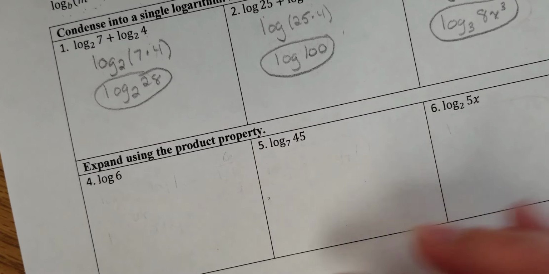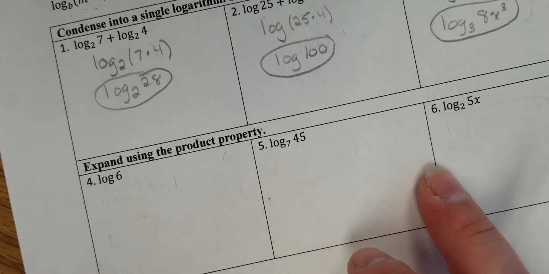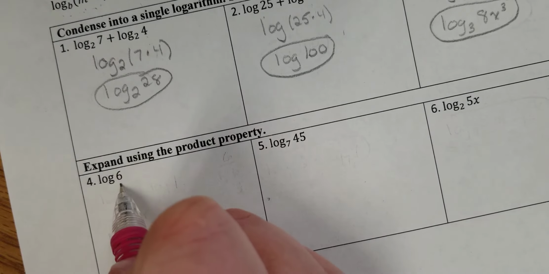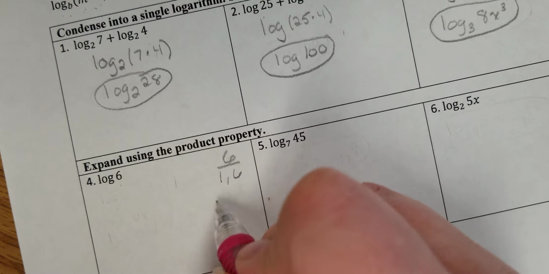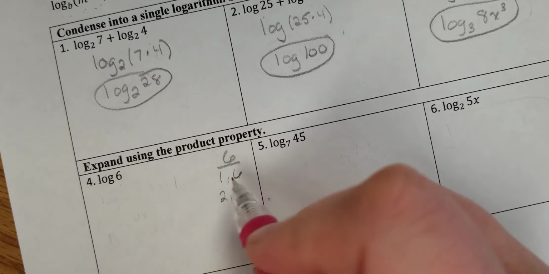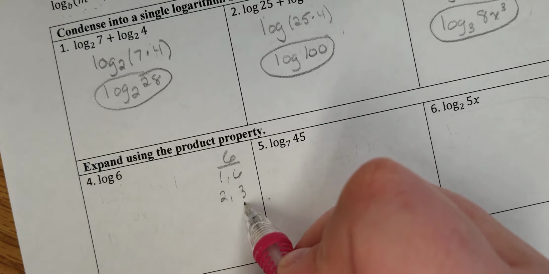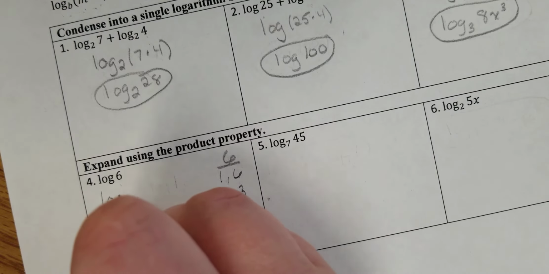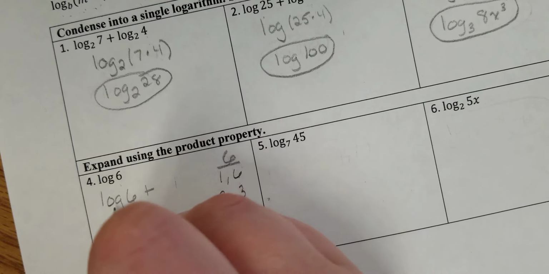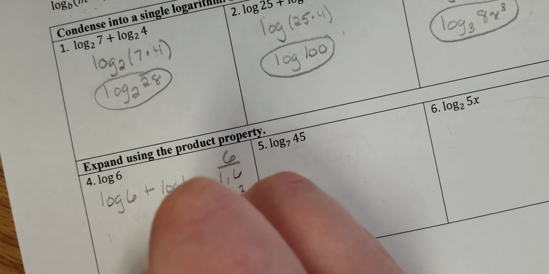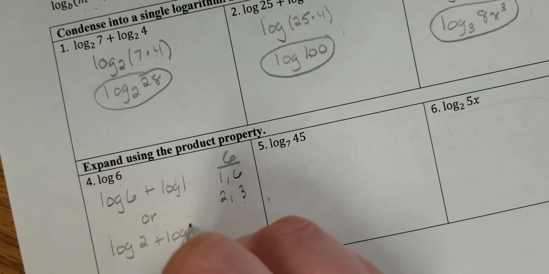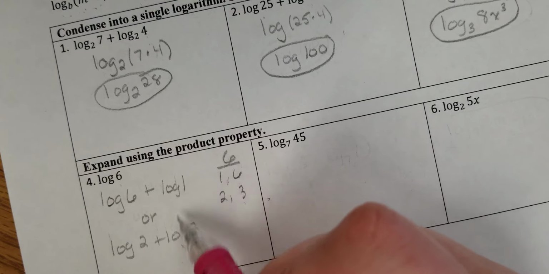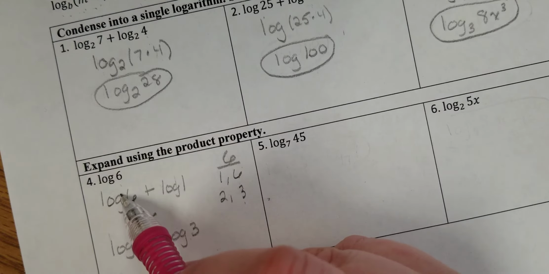Now down here, with these next three examples, we're going to expand them. So to expand log of 6, we need the factors of 6. So we have 1 and 6, and 2 and 3. And you can use either pair of these. So we could have log of 6 plus log of 1, or log of 2 plus log of 3. Both of these are correct answers to get log of 6.